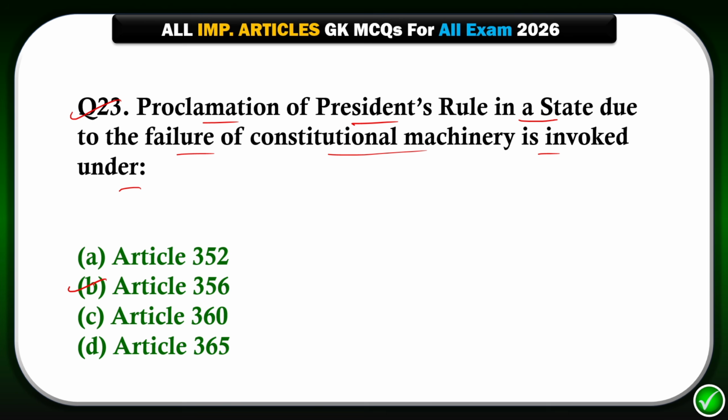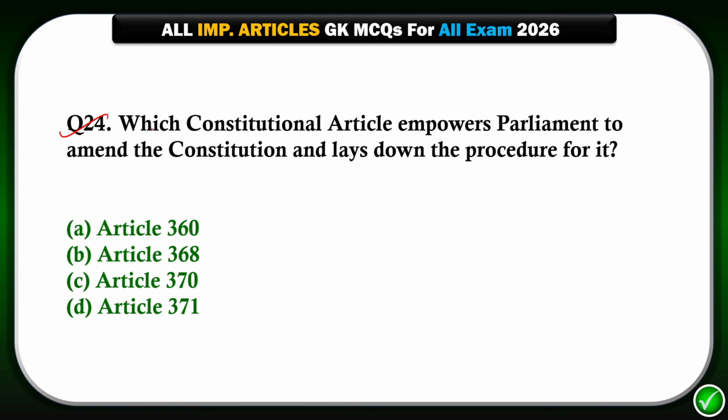Option number B, Article 356. 24. Which constitutional article empowers Parliament to amend the Constitution and lays down the procedure for it? Option number B, Article 368.